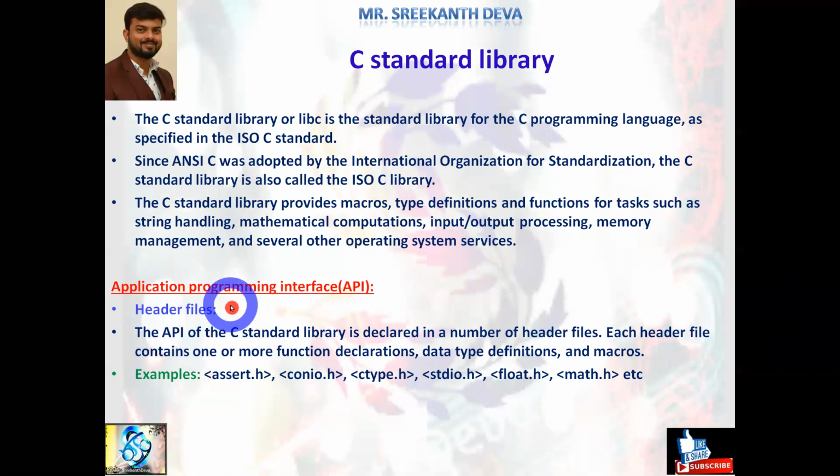In the next level of programming languages we use a terminology called API, application programming interface. Here we may call them header files. The API of the C standard library is declared in a number of header files. Each header file contains one or more function declarations, data type definitions, and macros. Some built-in functionalities are enclosed in one file called a .h file, a header file. It comes under the API. So whenever required, we can include that header file and utilize those built-in functionalities. Instead of writing the entire code, we can include that header file. Best examples are assert.h, conio.h, ctype.h, stdio.h, float.h, math.h, several built-in standard libraries provided in the form of .h files, header files.